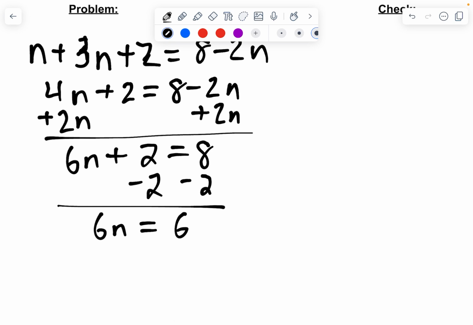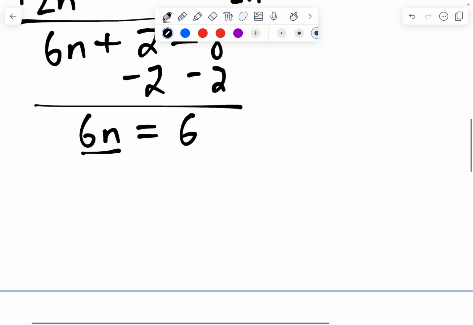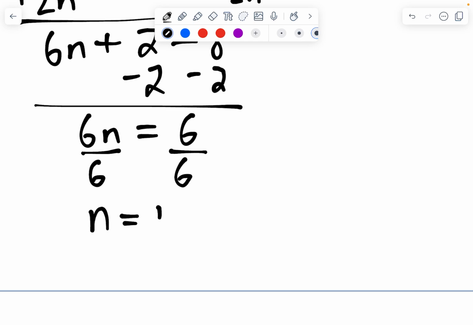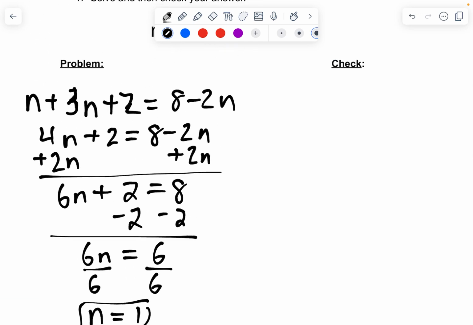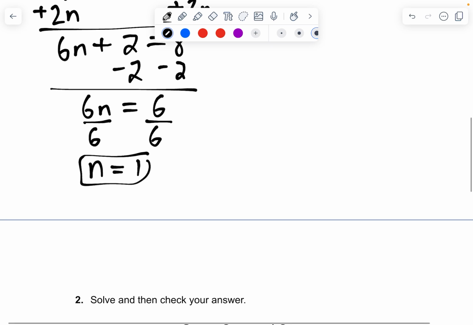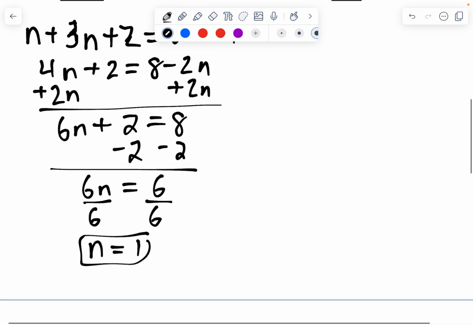Notice that my n's are on one side, my variables, and my numbers are on the other. That's key. Now what we're going to do is divide both sides by the number in front of the n. So n equals 1. You're going to notice that there is no negative n in the equation, so I do not need to put negative n, but if you choose to do so, that is just fine.